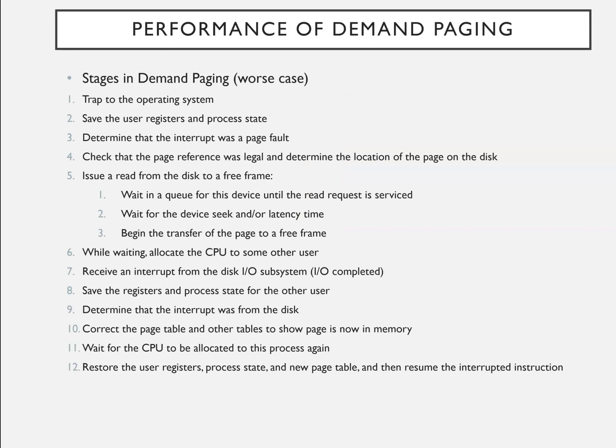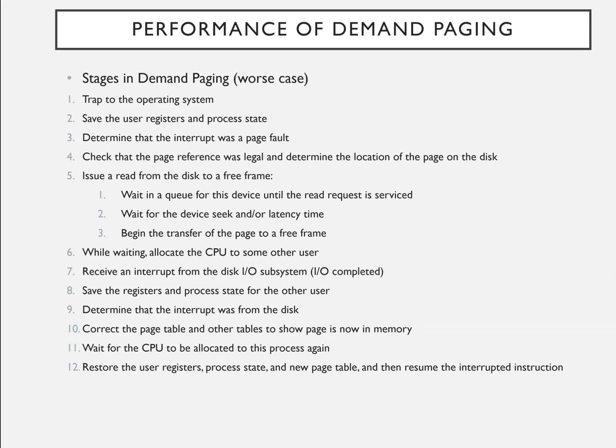So here are the stages in performance of demand paging, worst case. Trap the OS, save the user registers in process state, determine that there was a page fault, check the page reference is legal and determine the location of the page on disk, issue a read from the disk to a free frame, wait and queue for this device until the read is serviced, wait for the device seek and latency time, and transfer the page. While waiting, allocate the CPU to some other user. Switch tasks or switch processes.